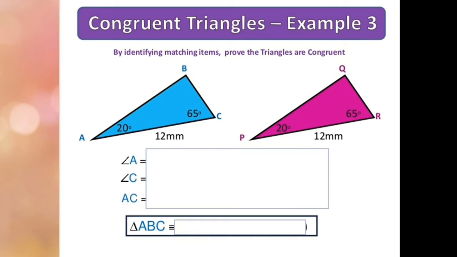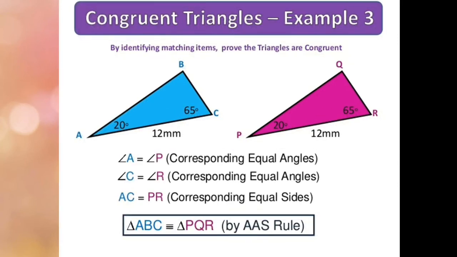Another one, we have example number 3. By identifying the matching items, prove the triangles are congruent. Again, we have 2 triangles, blue in the left side and the pink or violet in the right side. Okay, so angle A is equal to what? Angle C is equal to what? And AC is equal to what? Okay, answer, we have angle A is equal to angle P, angle C is equal to angle R, AC is equal to PR. Okay? So, by corresponding equal side. Therefore, triangle ABC is congruent to triangle PQR by AAS rule or angle angle side.